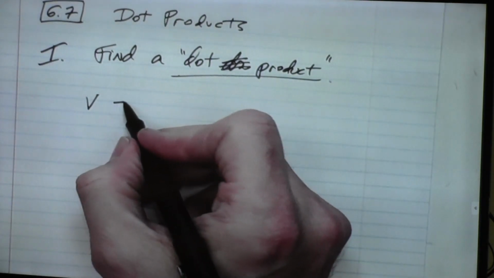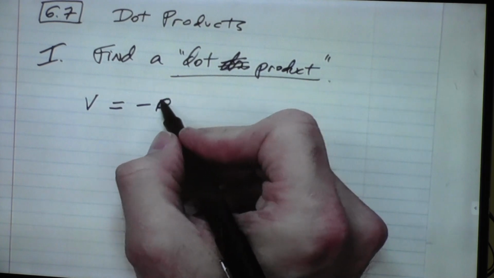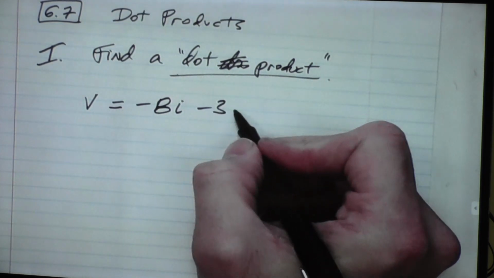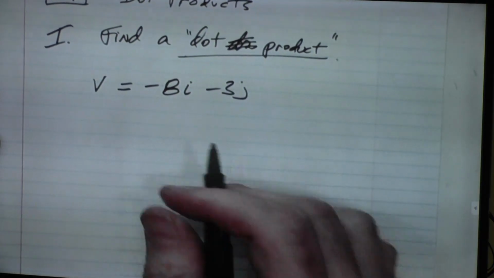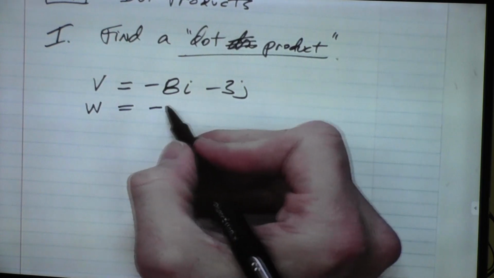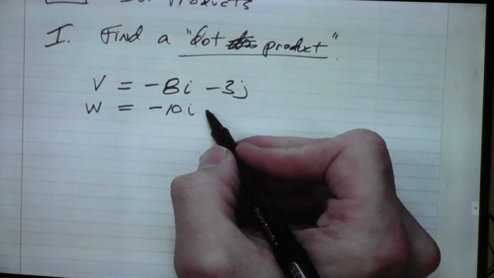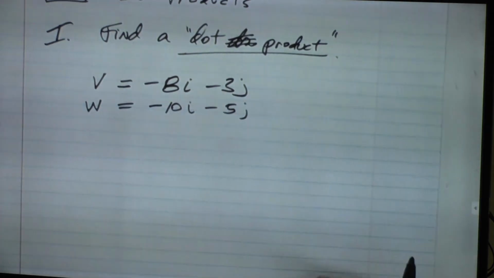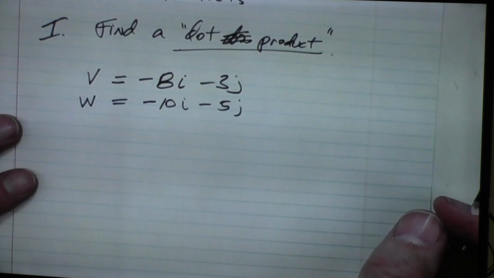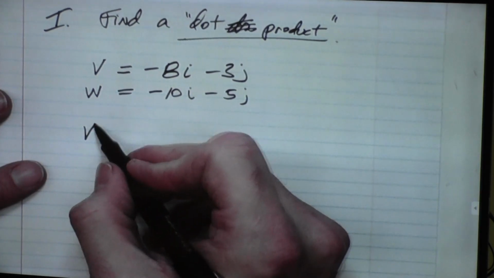So let's take one vector, v, which is equal to negative 8i minus 3j. And then this one, w, is equal to negative 10i minus 5j. Lots of negatives in there to have fun with. So here, the method for this one is relatively simple. You just have to remember it.